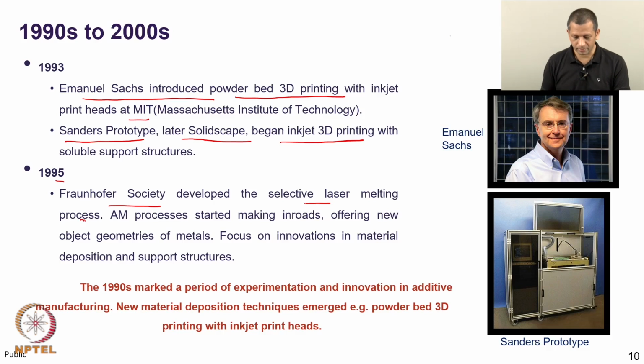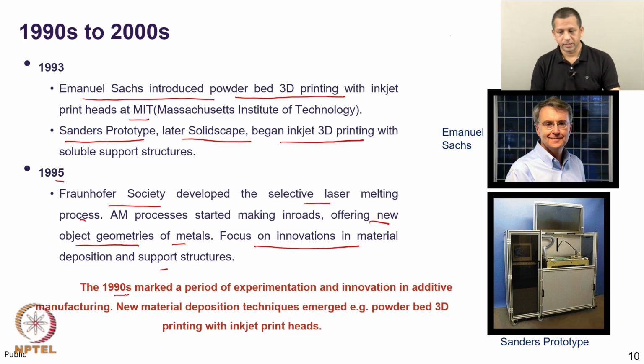Now AM processes started making inroads in the existing industry. They offered new object geometries of metals, more complicated topology, and there was more focus on materials and support structures. Overall, the 1990s marked a period of experimentation, exploration, and innovation in additive manufacturing. There were some developments in new material deposition technologies also, for example, powder bed 3D printing with inkjet print heads.